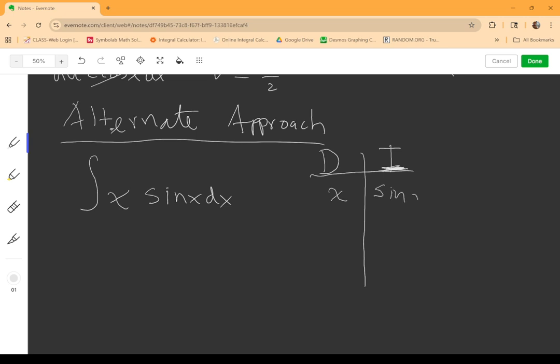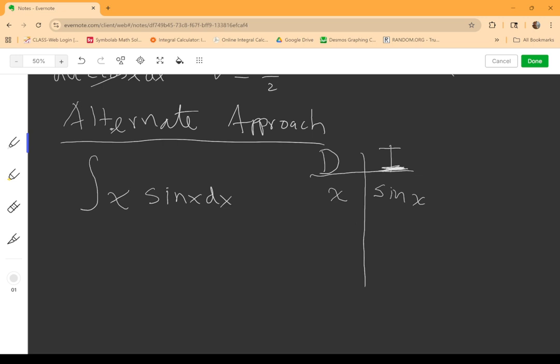Now, a guideline here is I want to take the derivative of a function where I know I will eventually get to 0, if possible. Sometimes we'll see it won't be possible. We'll get to that in a second. And then integrate the other function, and hopefully I can evaluate that integral.